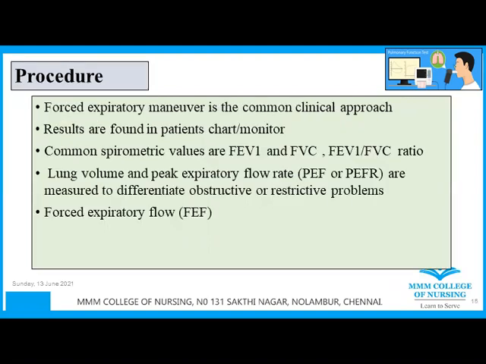The PFT is a procedure in which a forced expiratory maneuver is performed, which is the common clinical approach used. Once the patient has blown, a graph will be shown on the monitor. The result will be found in the patient chart or monitor. The common spirometric values measured in a PFT test are FEV1, FVC, and FEV1/FVC ratio. The lung volume and peak expiratory flow rate are measured to differentiate obstructive and restrictive lung problems.